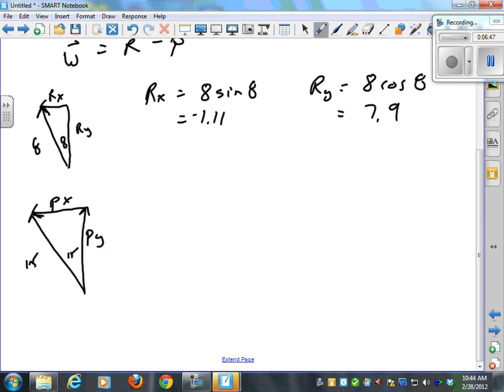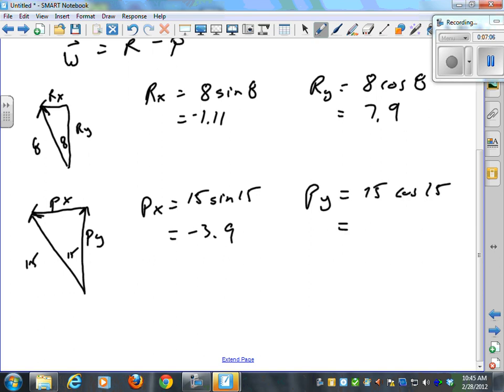This is plane Y. Plane X is going to be 15 sine 15. Minus 3.9. Plane Y is 15 cos 15. 14.5, I guess, if I round it properly.